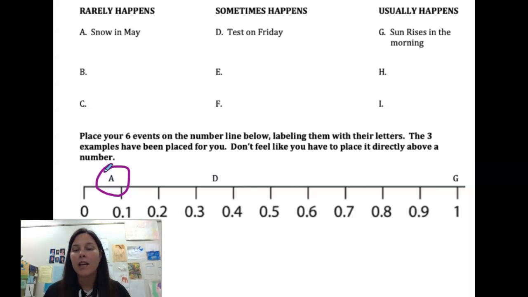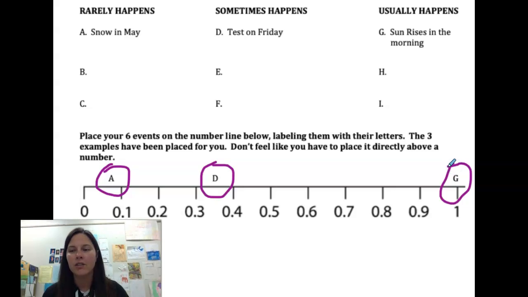I thought that snow in May happens a little bit less than 10% of the time. So probably 1 out of every 8 or 9 years it'll snow in May was what I was thinking with where I placed that A down there. Sometimes happens: test on Friday. Now this is a little bit different with our distance learning. We've been quizzing each week. However, normally I figured it was about a 35% chance that we would end up with a test on a Friday. And usually happens: sunrises in the morning. Well, so far the sun has risen every morning for the last who knows how many thousands of years. So I put that at 100% chance of happening.